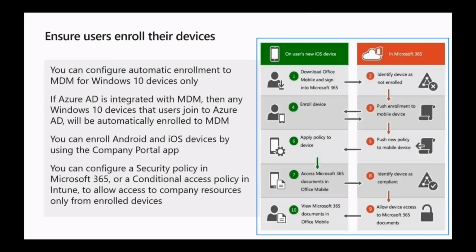you can configure a security policy in Microsoft 365 or conditional access policies in Intune, in order to allow or even deny access to company resources only from enrolled devices or only from certain types of devices as well, and even using specific versions of certain applications. For example, if you have developed an in-house application that is used to connect to certain resources, for example, documents or images or any other type of data that is used by your users.